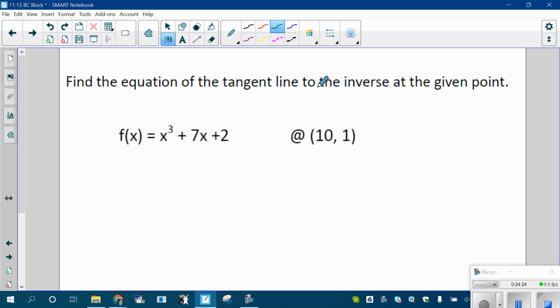This one says find the equation of the tangent line to the inverse at the given point. If you're confused about whether this point is on the original or the inverse, look at it. Is this point on this? No. 10 cubed plus 7 times 10 plus 2 is not 1. This is the point on the inverse. Okay, so here's the point on the inverse. I want you to write the equation of the tangent line to this inverse function at this point.